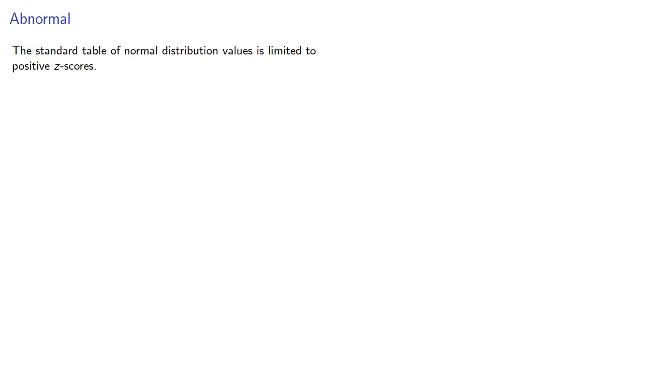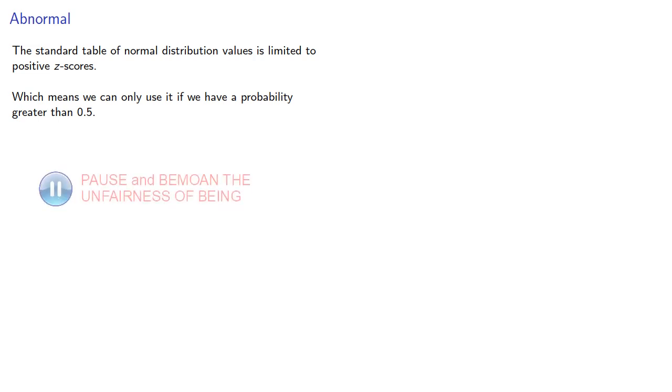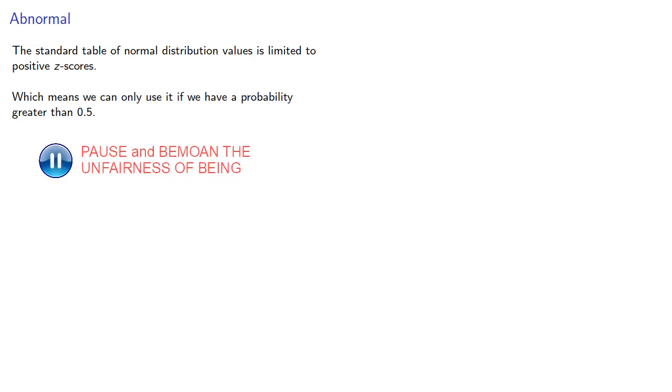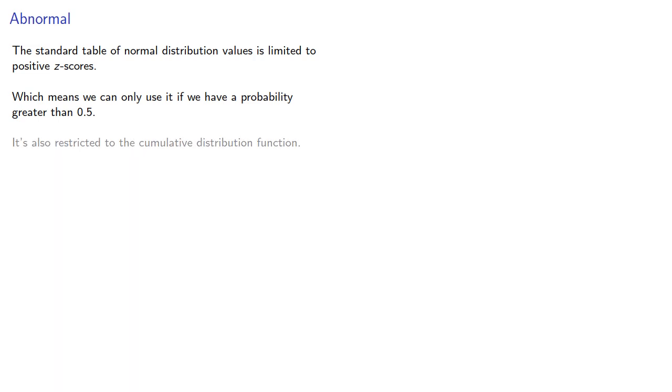The standard table of normal distribution values is limited to positive z-scores, which means we can only use it if we have a probability greater than 0.5. It's also restricted to the cumulative distribution function, so we can only use it for less than or equal to probabilities.